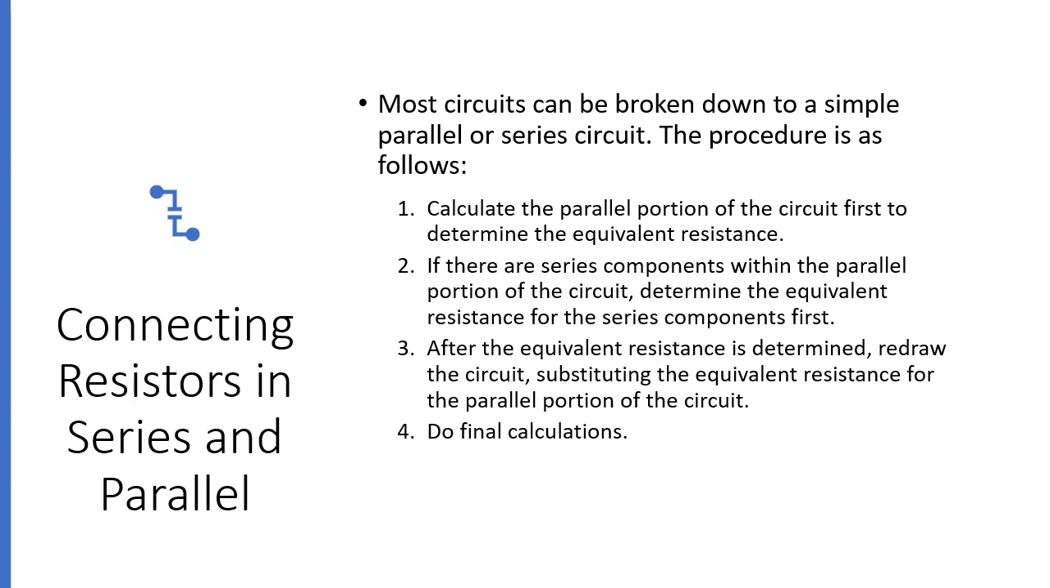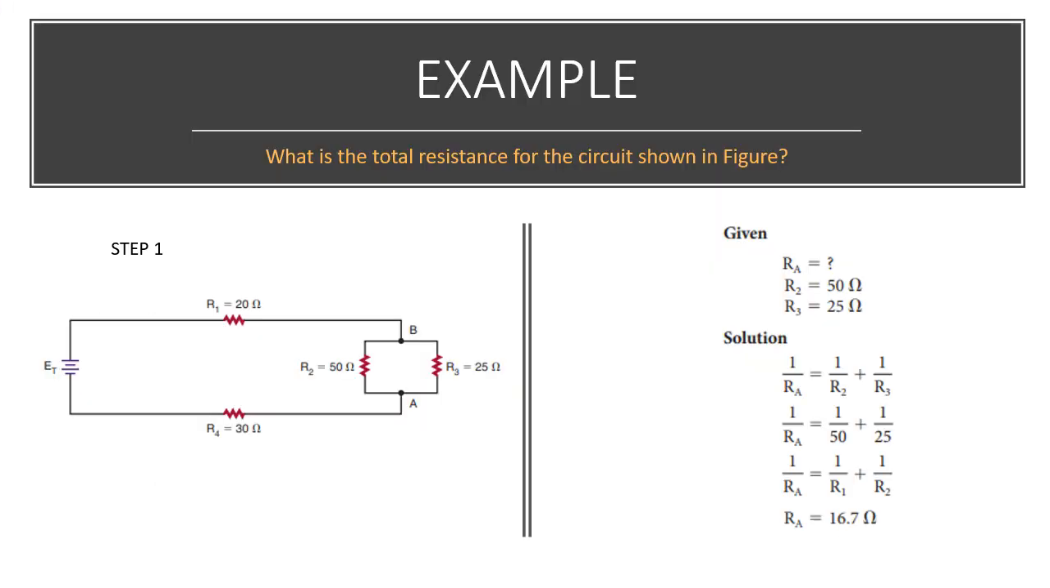The procedure is as follows. 1. Calculate the parallel portion of the circuit first to determine the equivalent resistance. 2. If there are series components within the parallel portion of the circuit, determine the equivalent resistance for the series components first. 3. After the equivalent resistance is determined, redraw the circuit, substituting the equivalent resistance for the parallel portion of the circuit. 4. Do final calculations. Example: what is the total resistance for the circuit shown in figure?